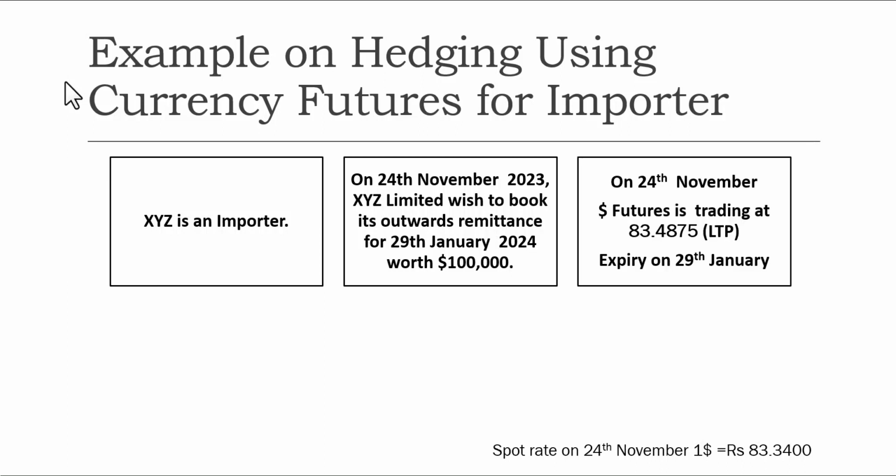Now on 24th November, he goes to the stock exchange, and the dollar future is trading at 83.4875. So it always trades at 4 decimal places. Okay. So that means you can buy the dollars at 83.4875. So this is the LTP, last trading price. So somebody has placed the order.